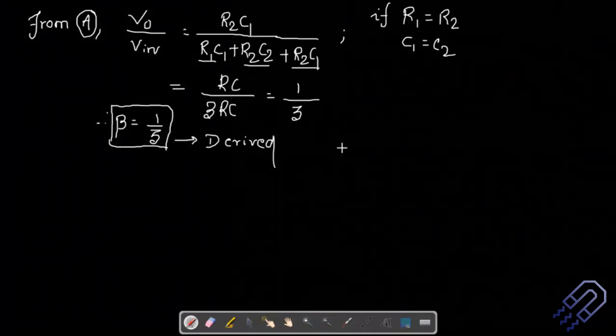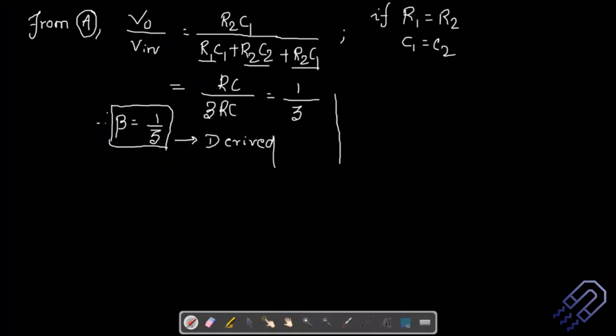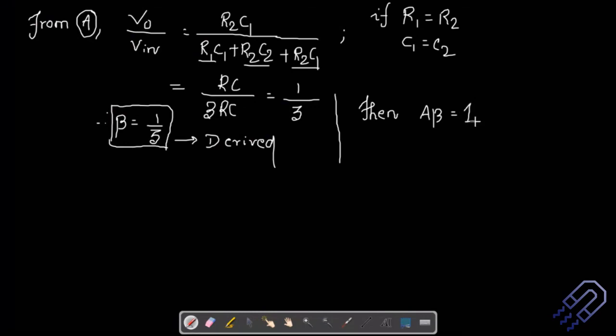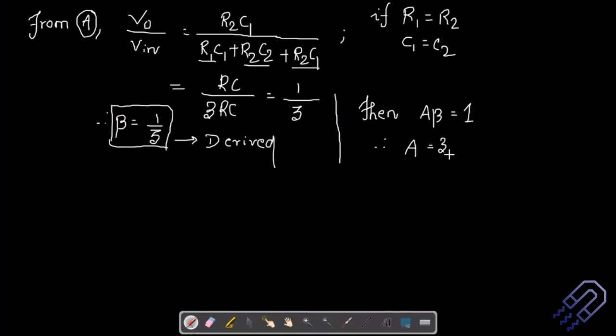Okay. And then this is quite obvious. Then if we say that A beta must be equal to 1, that's the condition of sustained oscillation. Therefore, A must be equal to 3, right? Since beta is equal to 1 by 3. So this is the condition that actually needs to be satisfied or understood.